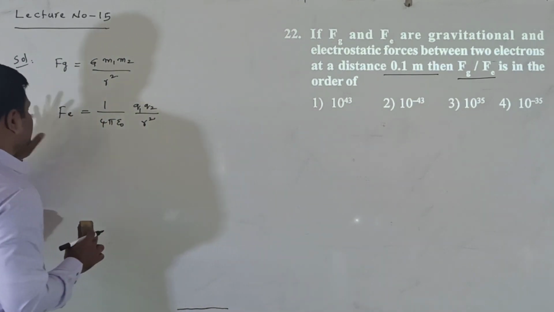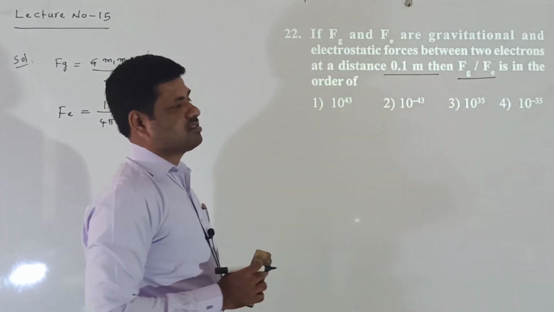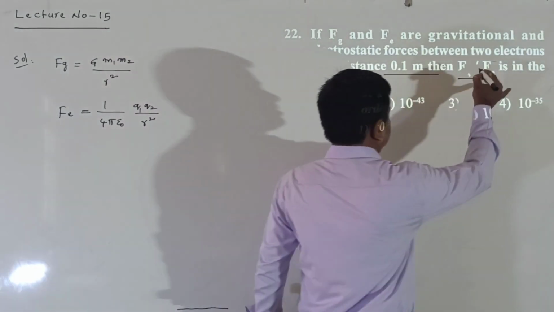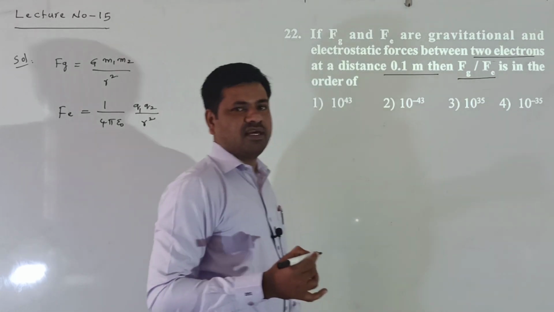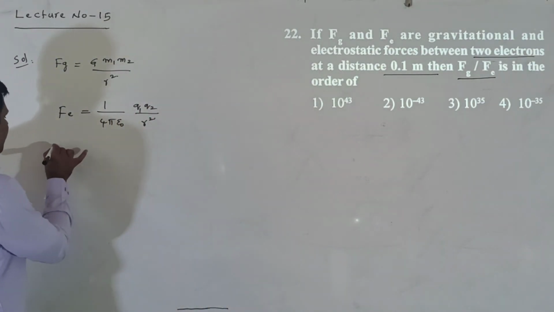Now this is Fg, this is Fe. Now what is given? Between two electrons is given. Two electrons means we can consider the electron masses and electron charges. Two electrons means the mass of the electron.